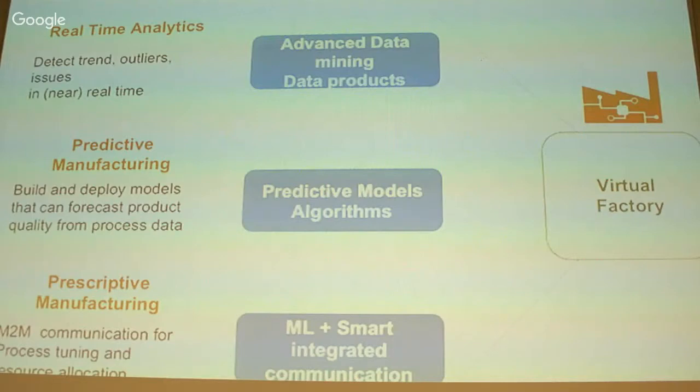And moreover, we have the third step, which is prescriptive manufacturing. So using machine-to-machine communication, this allows for process tuning and resource allocation. These three steps contribute to the vision of the virtual factory that Carlo was talking about before. So it's not only real-time analytics and data that we are seeing right now coming from the factories, but it's also about self-regulating factories, which allows, as I was saying, for process tuning and different resource allocations.